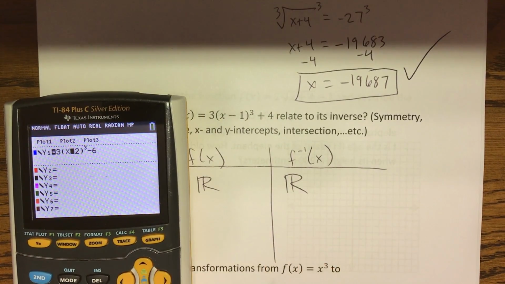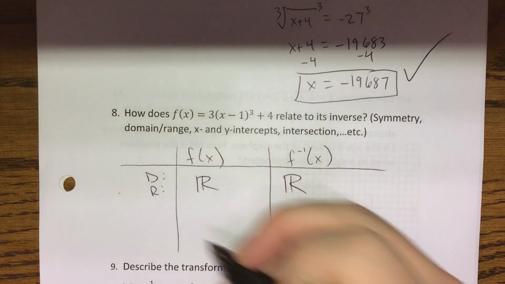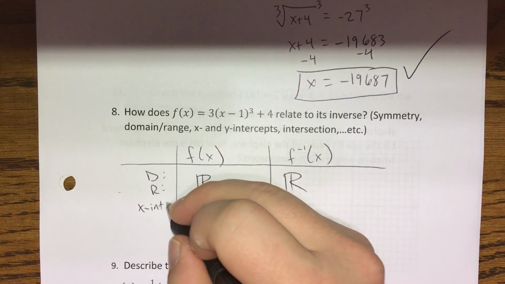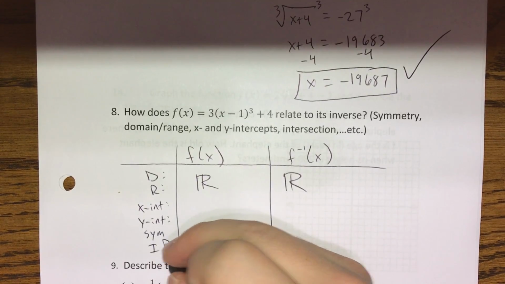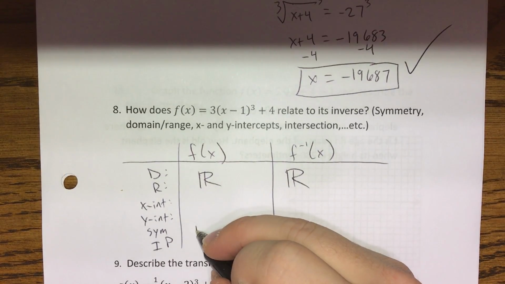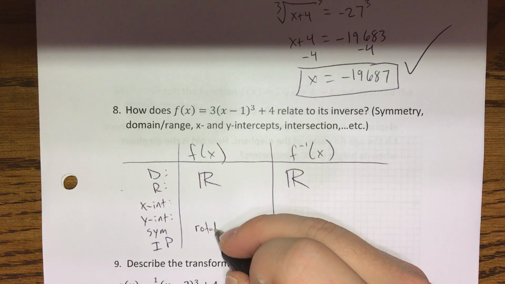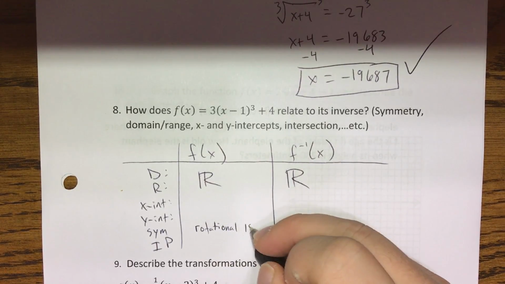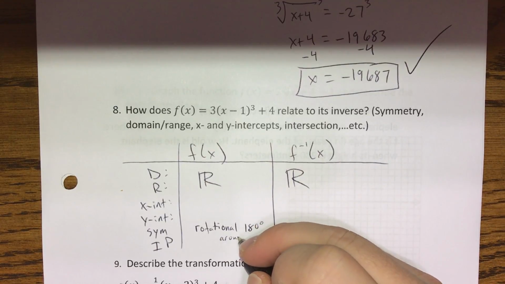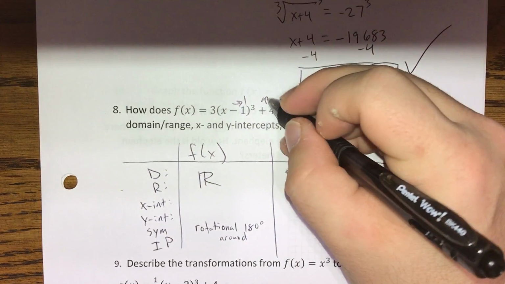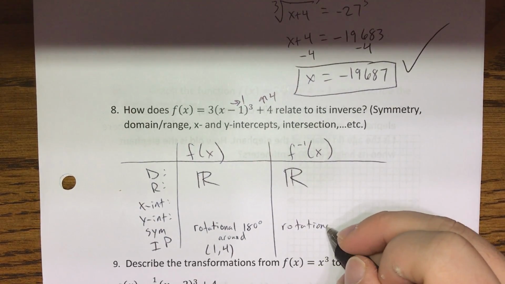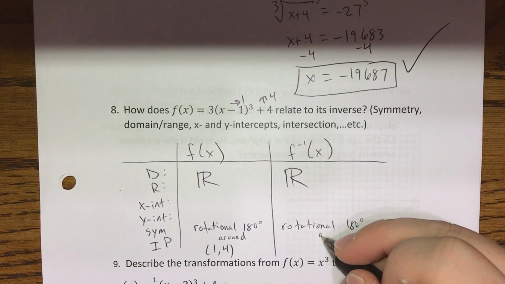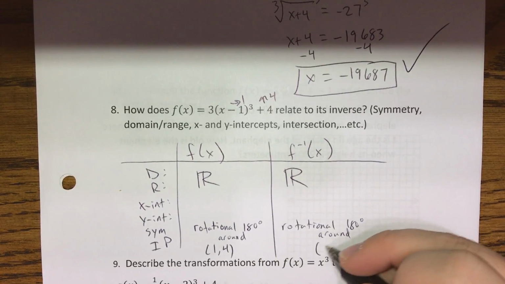So I've got 3x minus 1 plus 4, and while that's graphing, x-intercept, y-intercept, the symmetry, and the inflection point. Symmetry is rotational 180 degrees around. This one goes right 1 and up 4, so 1, 4, which means this one's going to be rotational 180 degrees. And it's going to flip and become 4, 1.